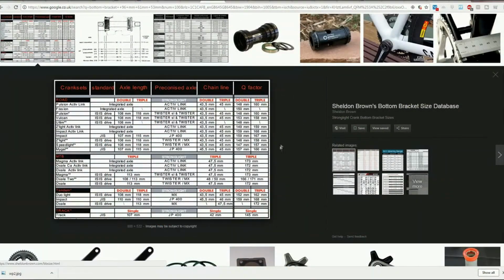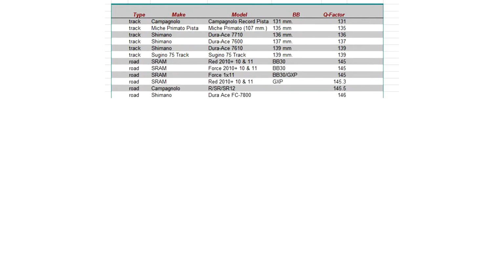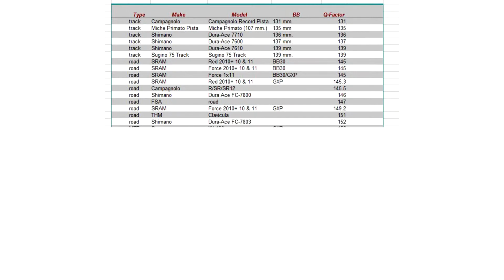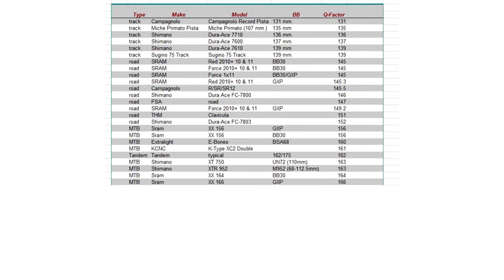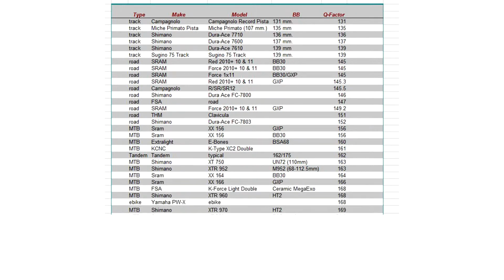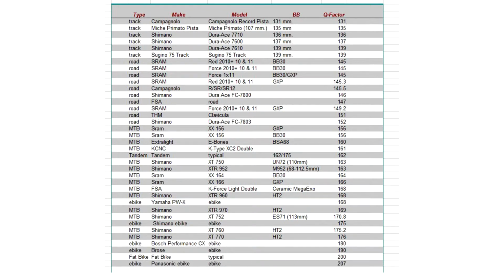And if you look up triple, around 160 to 170. So here's a little chart ranking the Q factors from low to high across track, road, and mountain bike. You can see the lowest that I could find for standard setup was Campagnolo Record Pista track, coming in about 131 millimeters. On the road, SRAM Red, SRAM Force, you're talking about around 145 millimeters. And if you're talking about mountain bike, roughly 160 to 170 millimeters. And fat bike, by the way, is coming in around 200 millimeters.